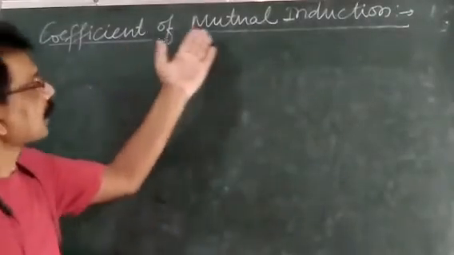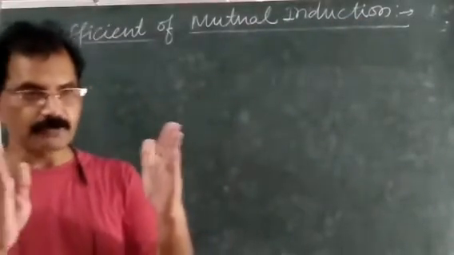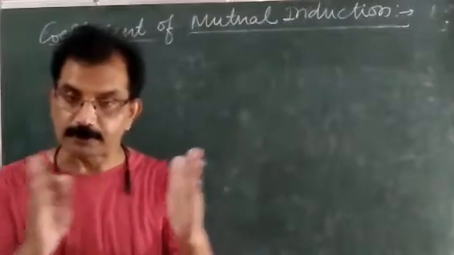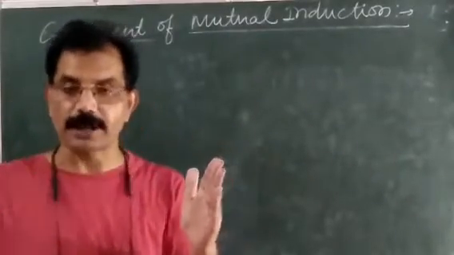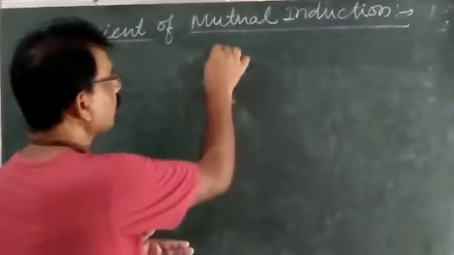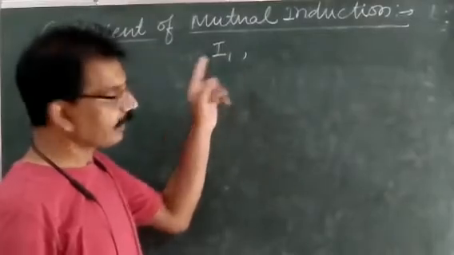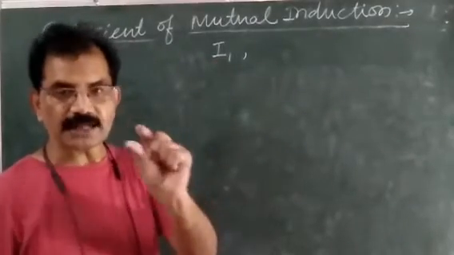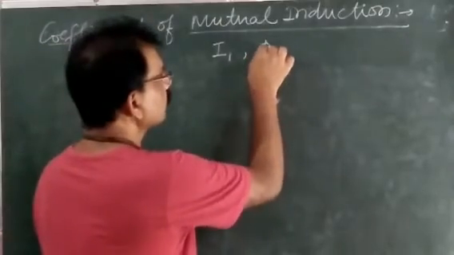Now, coefficient of mutual induction. Suppose I1 be the current which passes through the primary coil. याद करिए हमने प्राइमरी कॉइल में सोर्स ऑफ करंट से हमने करंट को फ्लो कराया. So let I1 be the current flowing in the primary coil, and due to this current I1, the flux linked with each turn of secondary coil is phi2.